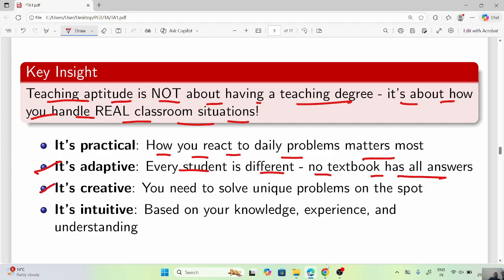It is creativity. You need to solve a unique problem on the spot. And it's an initiative based on your knowledge, experience and understanding.